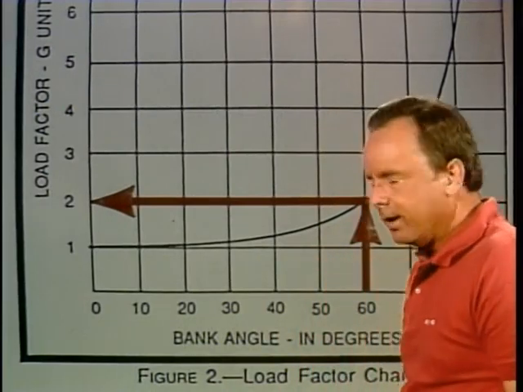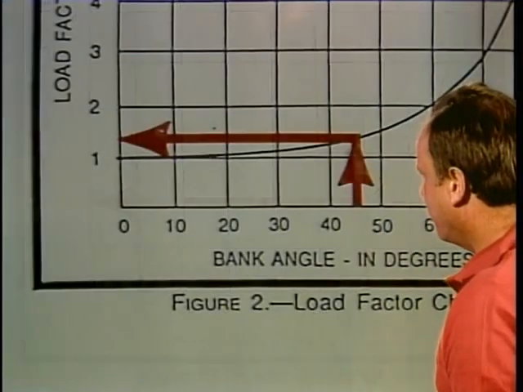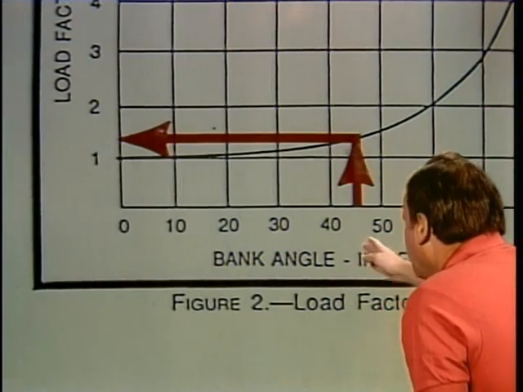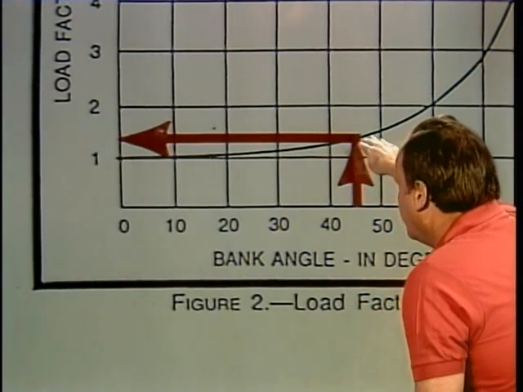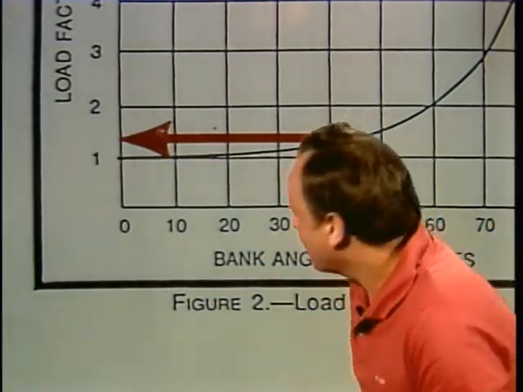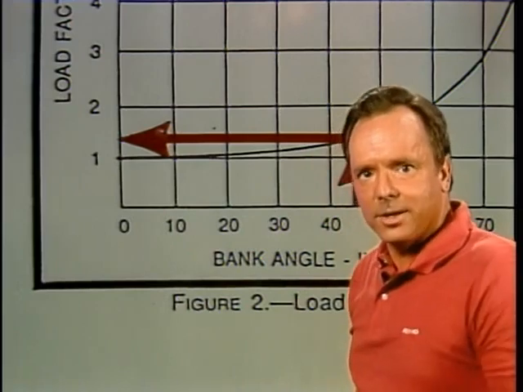This time, they're going to have an airplane in a 45-degree bank. So let's take a look at this airplane in a 45-degree bank. We're taking a look at figure 2, by the way. So you start down here at 45 degrees, read up to the curved load factor line, stop and make a dot, and read off to the left. In about a 45-degree bank, if I look at that very carefully, I'm going to say we've got about 1.4 G's on the airplane.